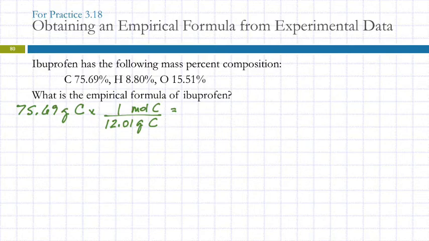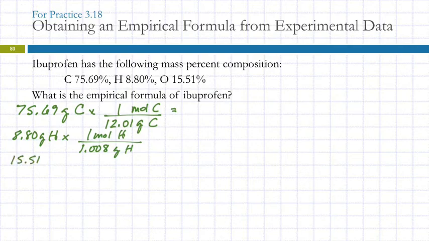For the hydrogen, I just drop the percent and write gram, 8.80 grams of hydrogen. Converting to moles, 1 mole of hydrogen is 1.008 grams of hydrogen. And then oxygen, 15.51 grams of oxygen, convert to moles. Well, we didn't need to convert from empirical to molecular. We'll learn how to do that, yep. Oh, it's not yet.